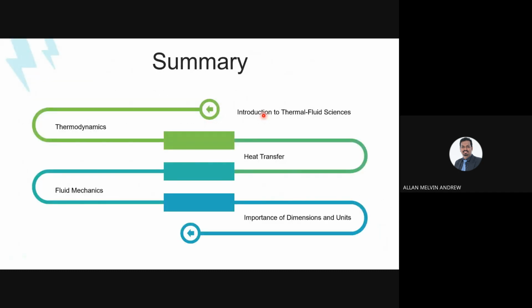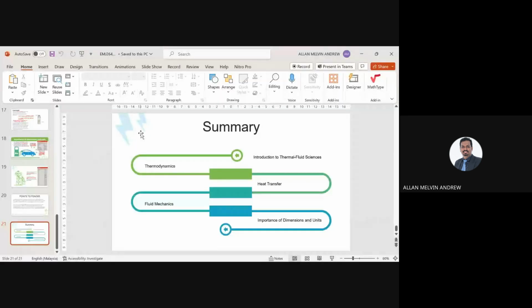Okay, summary for today: we have seen the course outcome and course outline for the subject, and we have seen the introduction to thermal fluid science. We have understood what thermodynamics, heat transfer, and fluid mechanics are, and the importance of dimensions and units. All this is the introduction. After this, from chapter 2 onwards until chapter 9, we will be looking at these in more detail. Any question?